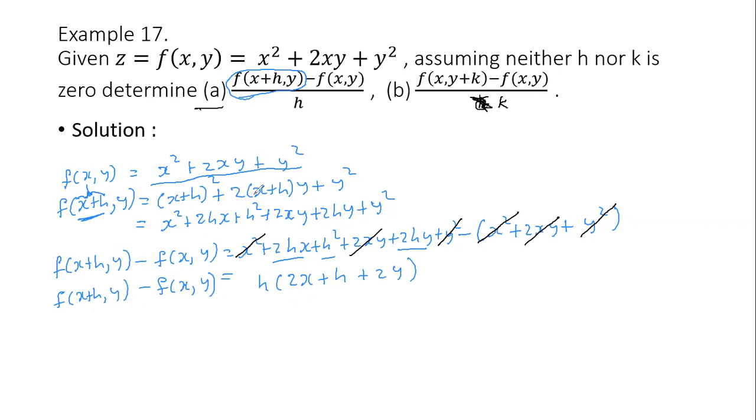Now, in part A, we are asked to divide this by h. So let's divide both sides by h. Divide by h, we get h and h cancel out, 2x plus 2y plus h. Right? So that's the answer.